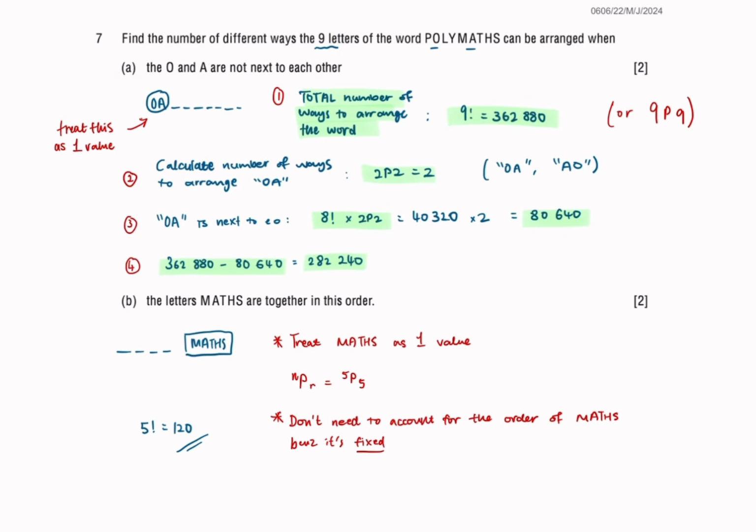Part B, the letters MATHS are together in this order. So it's actually quite similar to the first part. You treat MATHS as one value, and now you will only have 5 spaces in total. So 1, 2, 3, 4, 5. So what you can do is just do 5P5 or 5 factorial, because once again the order matters, and you don't actually need to account for the order of MATHS this time because it's a fixed order. So it will just be 1P1, which will give you 1. So yeah, 120 is the final answer.